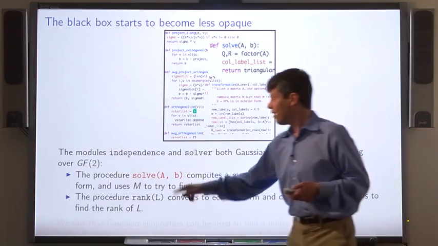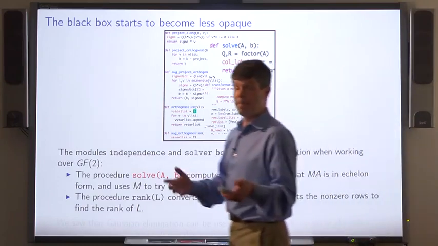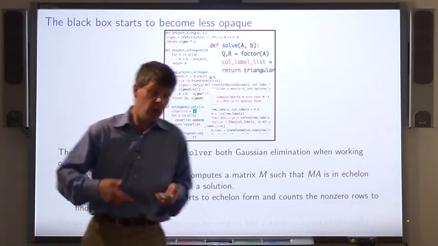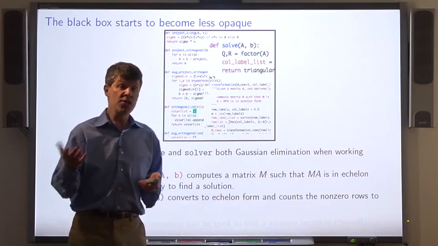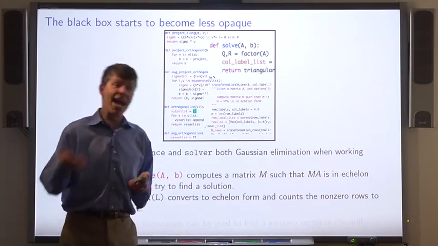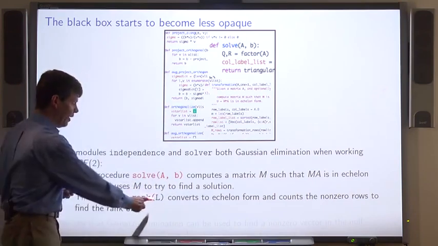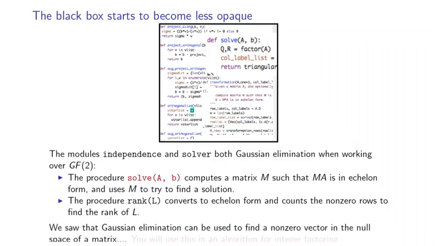The procedure rank, defined in the module independence, converts a matrix to echelon form and then counts up the vectors that are non-zero. That tells you the rank of the matrix in echelon form, and therefore also the rank of the original matrix formed by the vectors in L. We also saw that Gaussian elimination can be used to find non-zero vectors, in fact a basis for the null space of a matrix, and you'll use that in an algorithm for integer factoring.